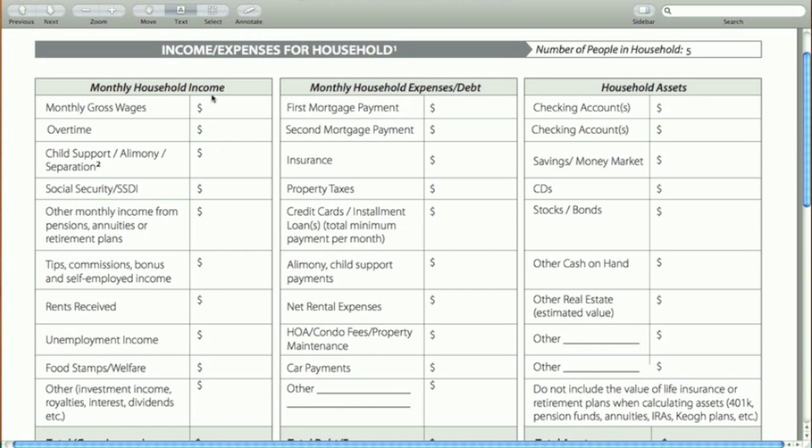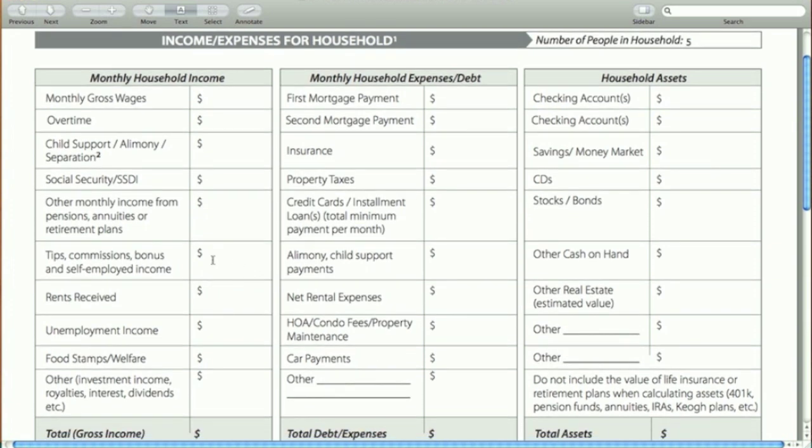Put your gross wages in here, any overtime, and if you're receiving child support or Social Security income. If you work on your own, you want to put that information here also: Social Security, other income and so forth, tips, commissions, whatever the case is. Okay, self-employment income, I'm sorry. Here's the self-employment income information you put in here. And you just add all this stuff up here, right?